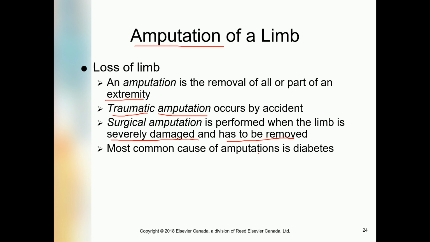The most common cause of amputation is diabetes. As I already told you, with uncontrolled diabetes, the person's leg doesn't get any oxygen, and the tissue dies there. When the tissue dies, you cannot revive it. You cannot bring those tissues back to normal. That's why amputation is mandatory in that situation.